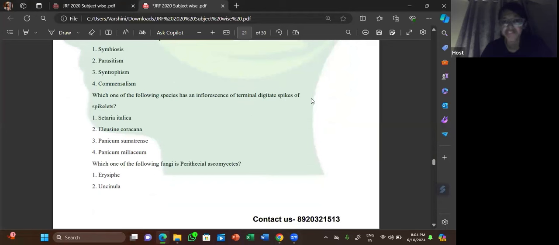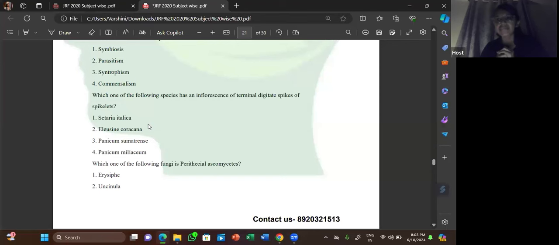Which one of the following species has an inflorescence of terminal digitate spikes of spikelets? What is the meaning of terminal digitate spike? Does anyone know? Okay, let me explain. Terminal digitate means, in case of some crops, at the terminal end of the spike, the spikelets or the inflorescence will appear in an alternate fashion. That means at the terminal end, digitate means arrangement of spikes arising from a single point, we call it digitate spikes.